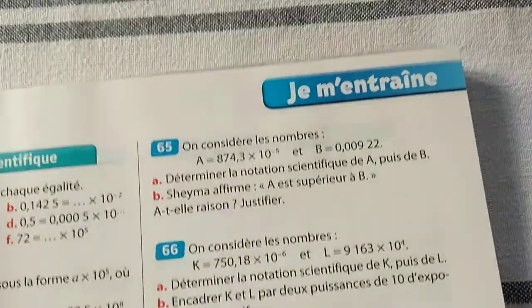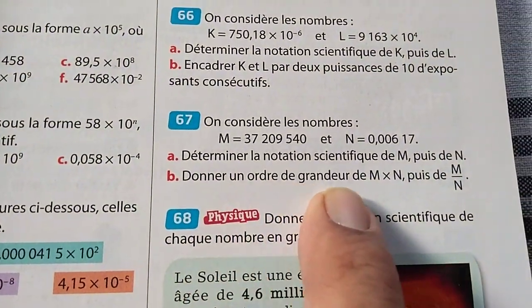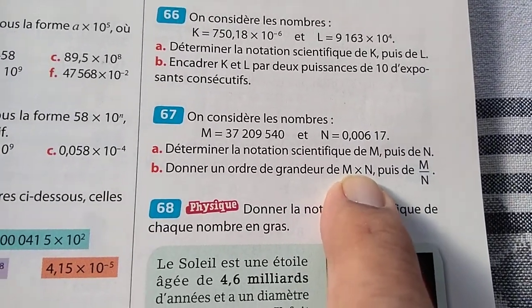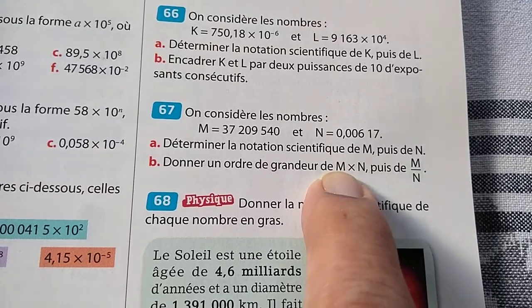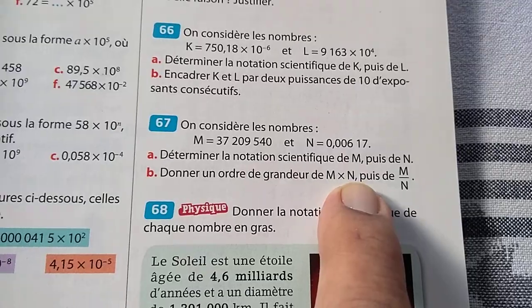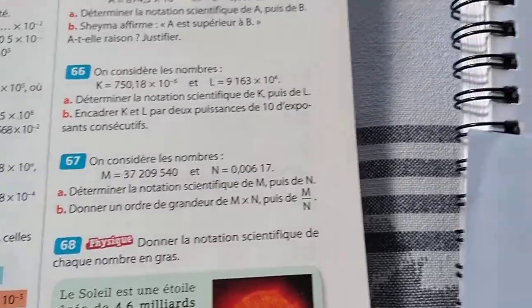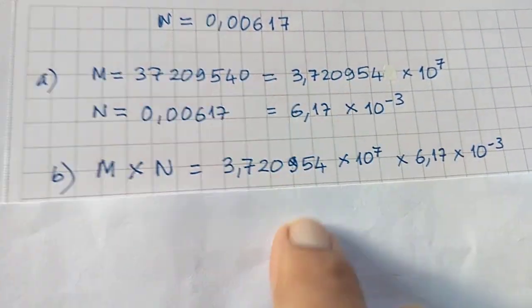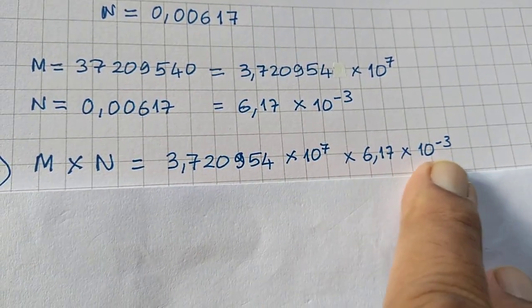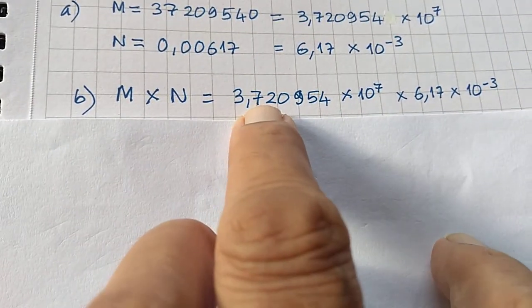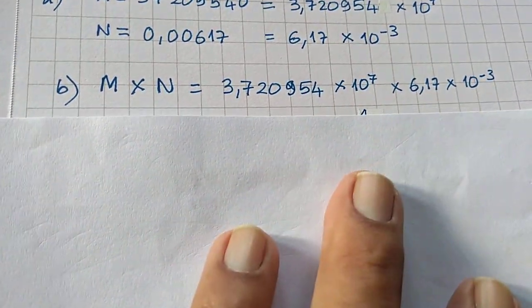Then they say, donnez un ordre de grandeur de m fois n, puis de m sur n. Now m fois n, you don't first find out the ordre de grandeur of m, then of n, and then multiply. First you do the multiplication, and then you find out the ordre de grandeur of the result. Similarly with the division. So let's do that. M fois n est égal à this number, into this number. Multiplying two numbers in scientific notation, it's better to multiply this into this and this into this separately.